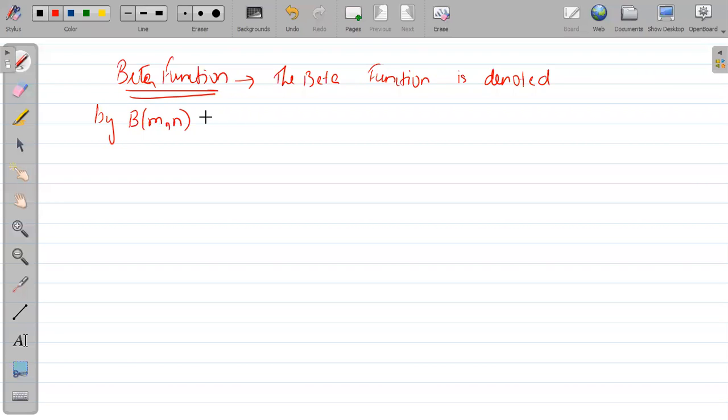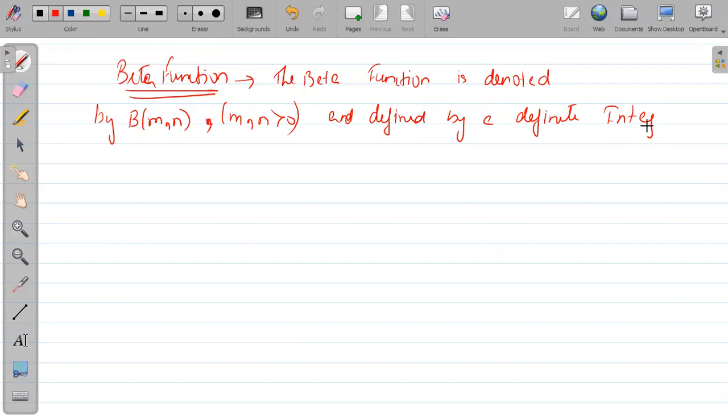The beta function is denoted by beta of m comma n. Here there are two variables of the beta function, which are m comma n, where m comma n both should be positive, and defined by a definite integral as beta of m comma n is equal to the integral from 0 to 1 of x to the power m minus 1, 1 minus x to the power n minus 1 dx. This is the definition of this beta function.